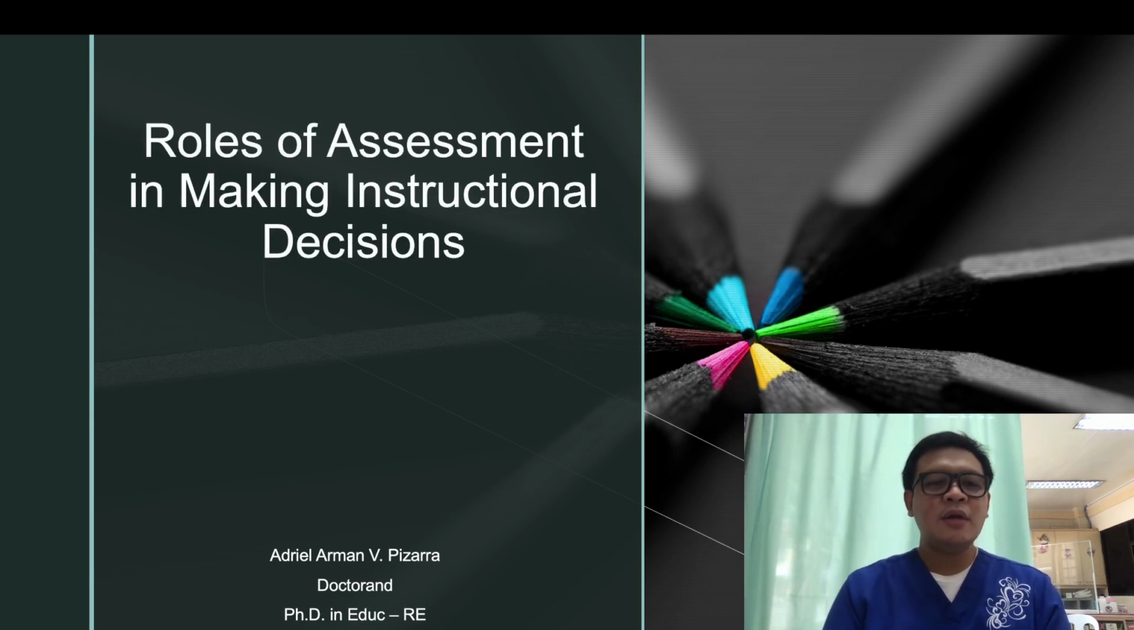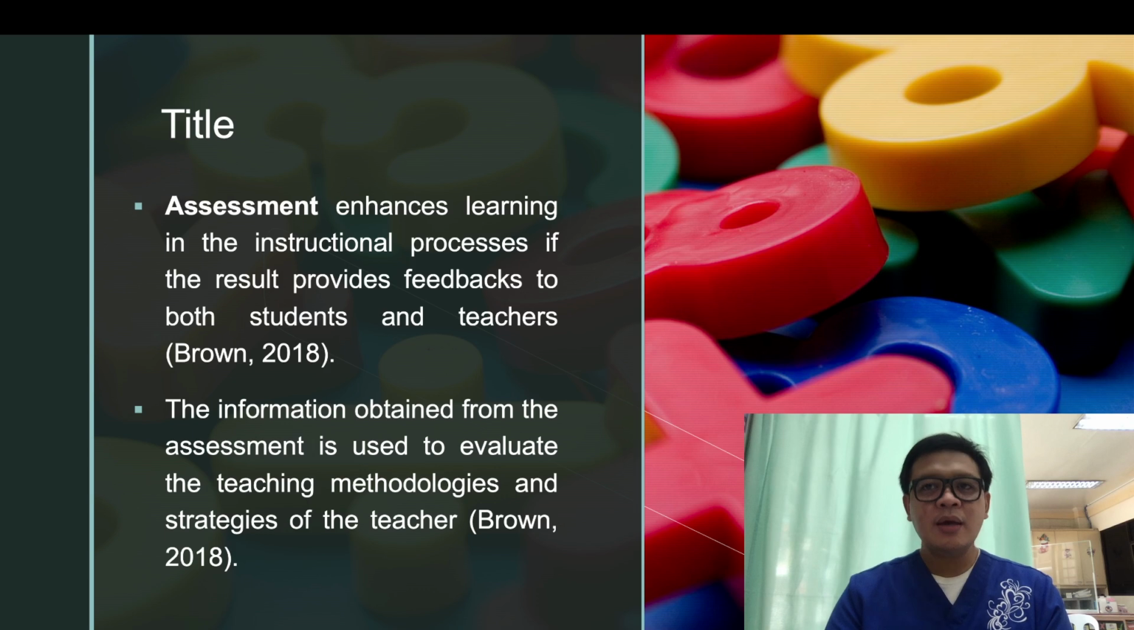I am tasked right now to report the roles of assessment in making instructional decisions. So this would be our fourth, fifth, and sixth week of presentation that we also have to comply in our subject. So let me start my report by introducing the title, the roles of assessment.